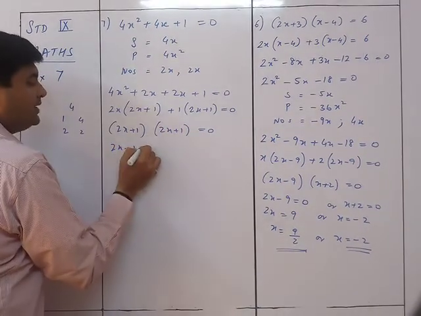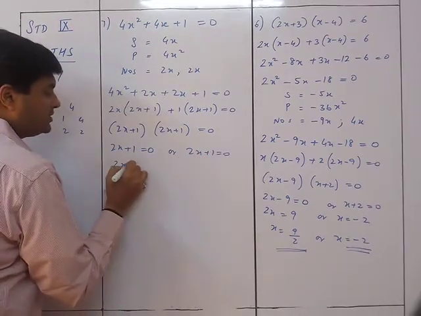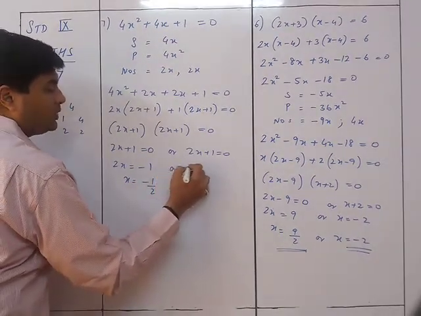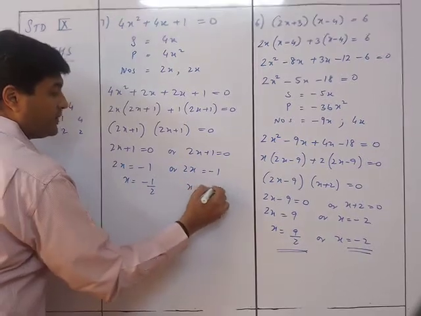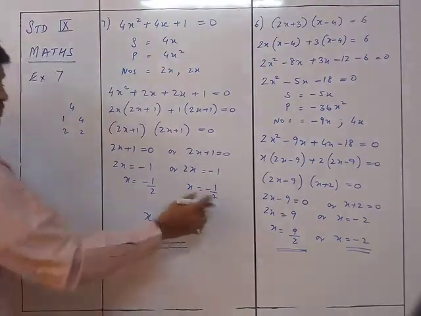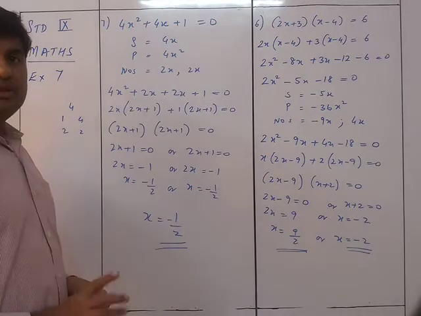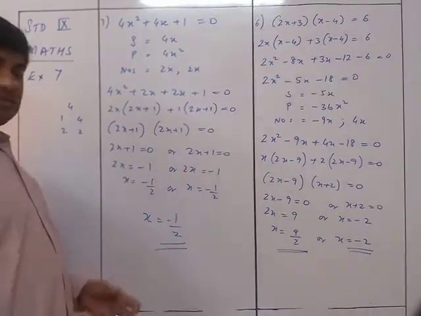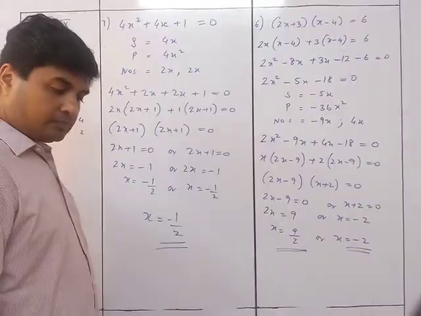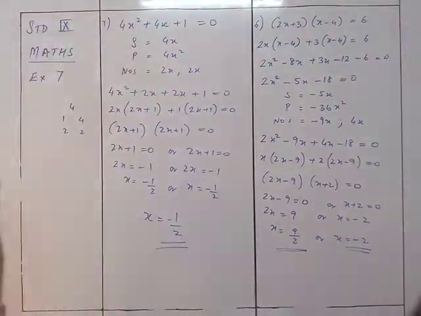So 2x + 1 = 0, or 2x + 1 = 0. So 2x = −1, x = −1/2, or in the same way 2x = −1, x = −1/2. Therefore there is only one answer, −1/2, because we are getting the same from both. Many times we have both the factors the same. In that case x is a single number, that is −1/2. Okay, that was sum number 7, right?